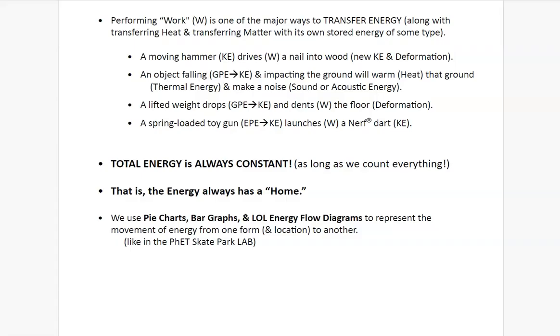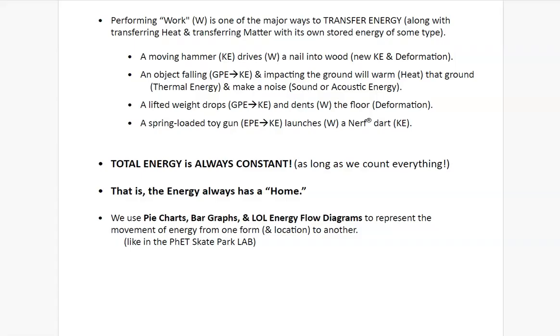The second example, an object falling. So initially it's at a higher height, so it has gravitational potential energy. But as it falls, it's going to start moving faster and faster. So that gravitational potential energy gets lower and lower because it's going to a lower position, but it's also moving faster, so the kinetic energy increases. And eventually it will impact the ground and transfer heat to the ground, and heat is a form of transfer of energy. So the ground will become warm, and that means the ground now has thermal energy.